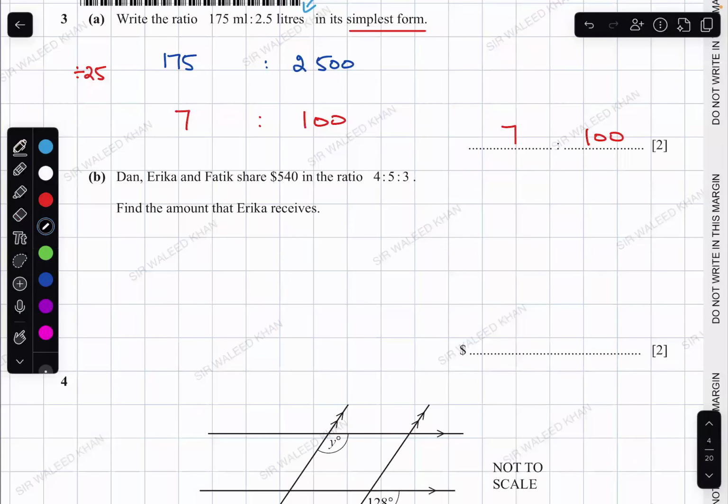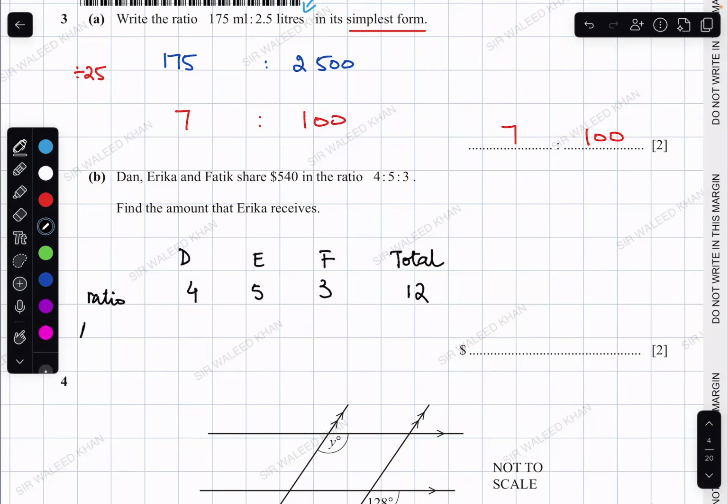So for this one, just name them first: Dan, Erica, and Fateh. So DEF. The ratio will be 4, 5, and 3. I can figure out the total ratio. Total ratio should be 12, adding all these ratios. And they are saying that all 3 of them share $540.